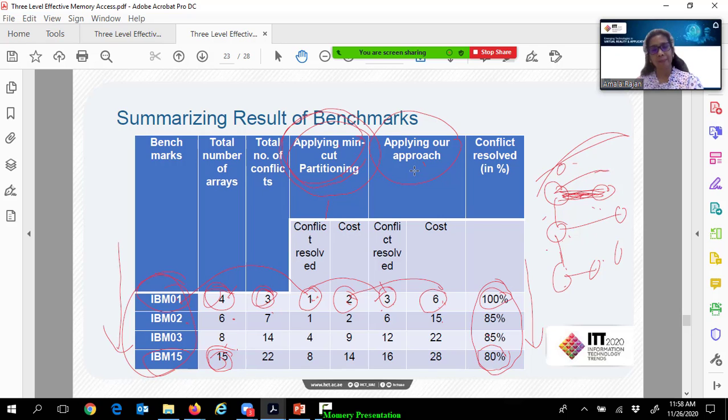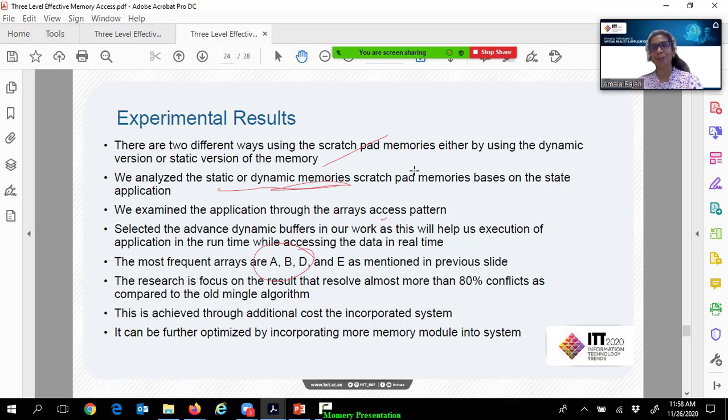So for all these benchmarks, we have done the comparison through our simulation. So this works, but the only thing is it increases the cost and the size of the chip. That's the question I wanted to ask, you addressed it.